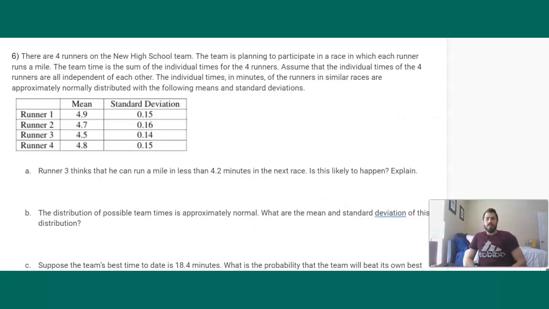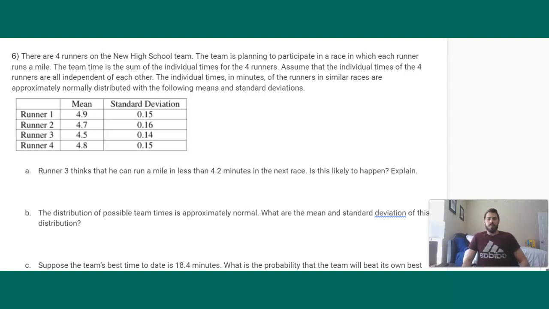There are 4 runners on the new high school team. The team is planning to participate in a race in which each runner runs a mile. The team time is the sum of the individual times for the 4 runners, so it's a relay. Assume the individual times of the 4 runners are all independent of each other. I guess it's not a relay.